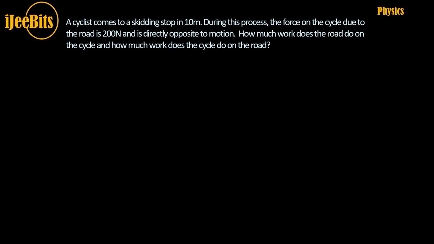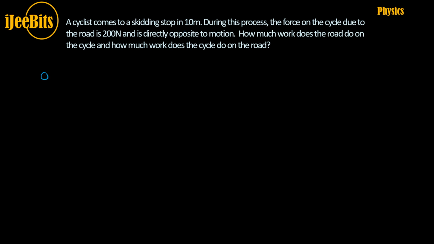Okay, let's look at this problem statement. A cyclist comes to a skidding stop in 10 meters. During this process, the force on the cycle due to the road is 200 newtons and is directly opposite to the motion. How much work does the road do on the cycle, and how much work does the cycle do on the road? Fairly simple thing.